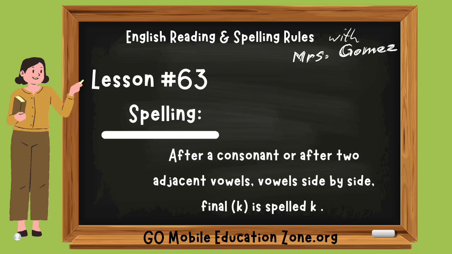Today in Lesson 63, English Reading and Spelling Rules with Mrs. Gomez, we're going to work on spelling. We're going to learn that after a consonant or after two adjacent vowels, which are vowels side by side, final K is spelled K.